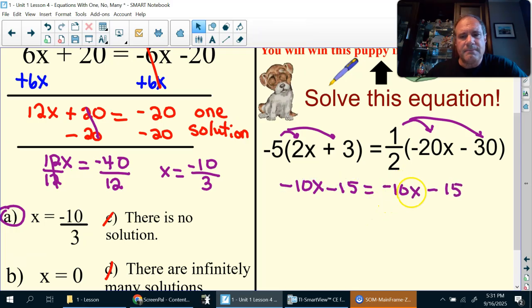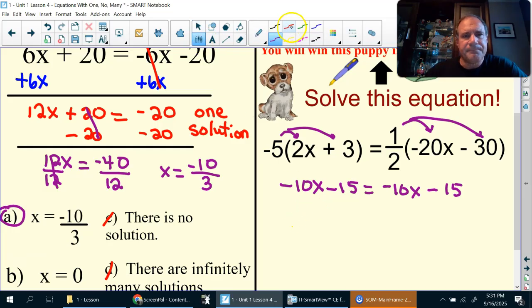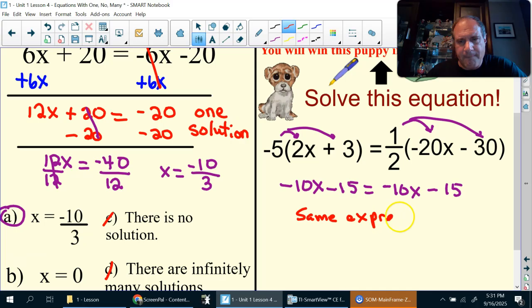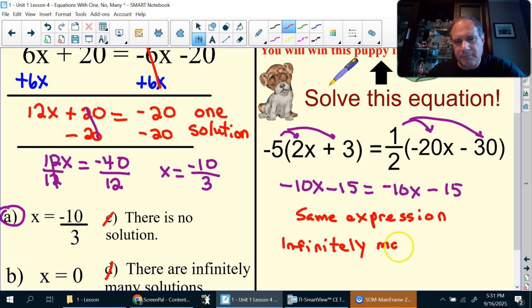So if you have the same exact expression on both sides, I'm going to put that same expression. And you know what that means? It means any number that you put in the left will work if you put it in the right. And that's infinitely many solutions. And that is it.